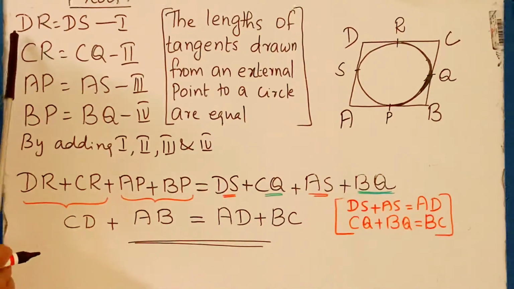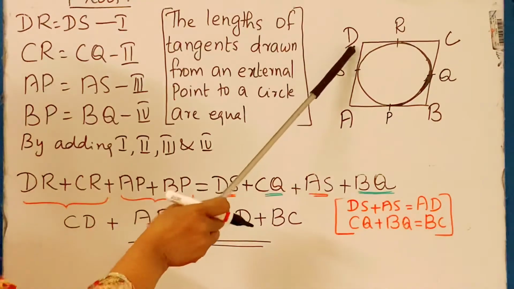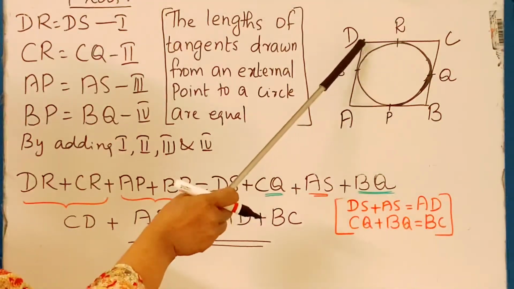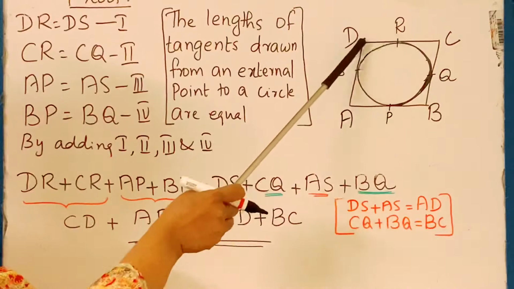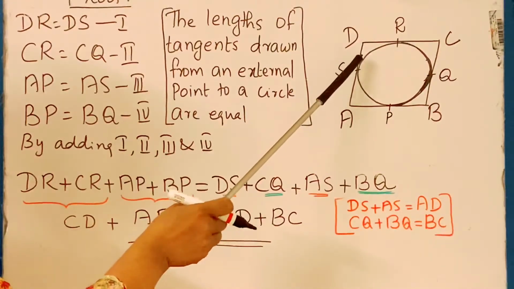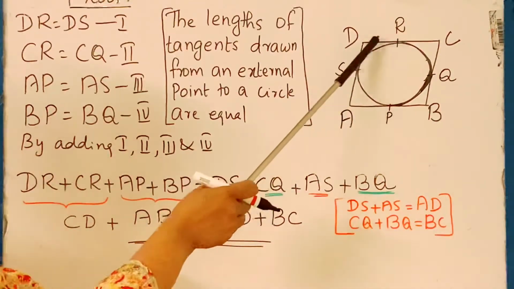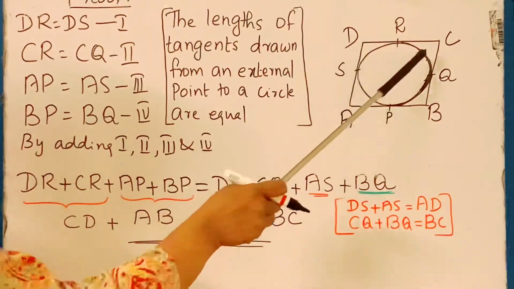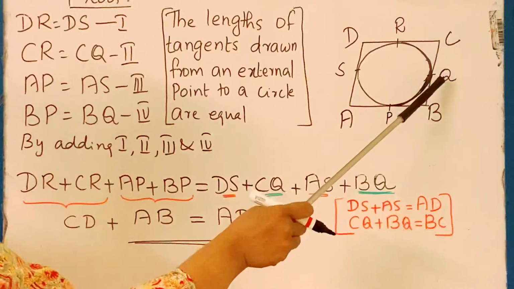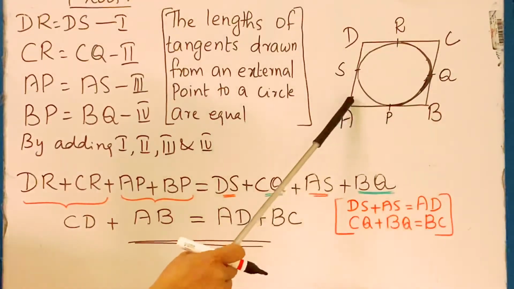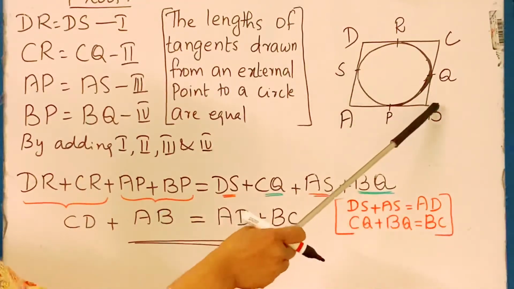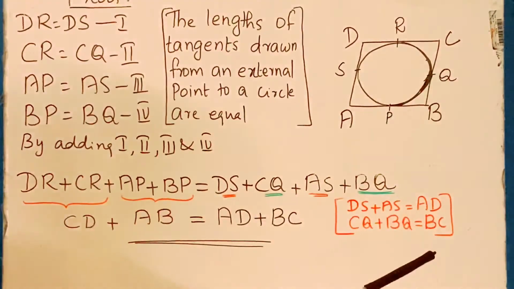Look here, as we did earlier, D is a point outside the circle and you can say that DR and DS are equal because the lengths of tangents drawn from an external point to the circle are equal. DR and DS are two tangents. Similarly, CR and CQ are equal, AP and AS are equal, BP and BQ are equal.